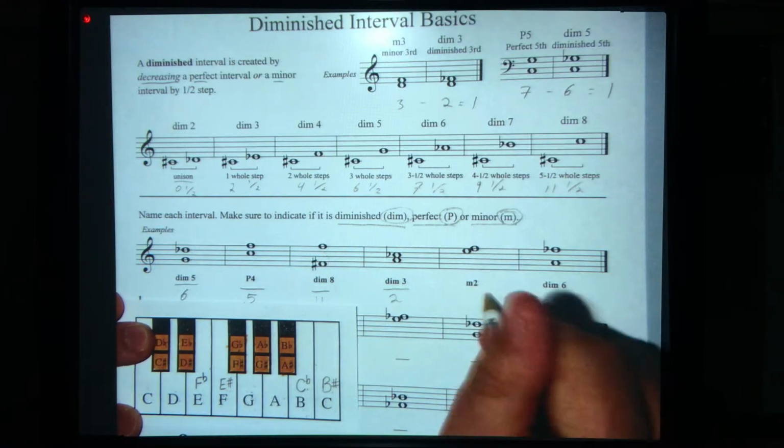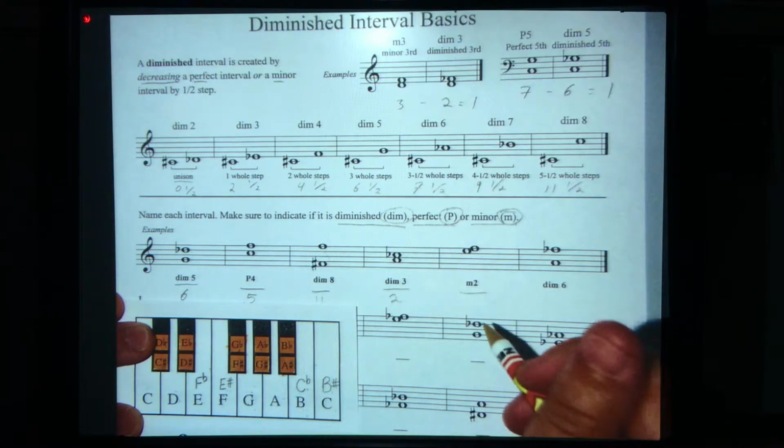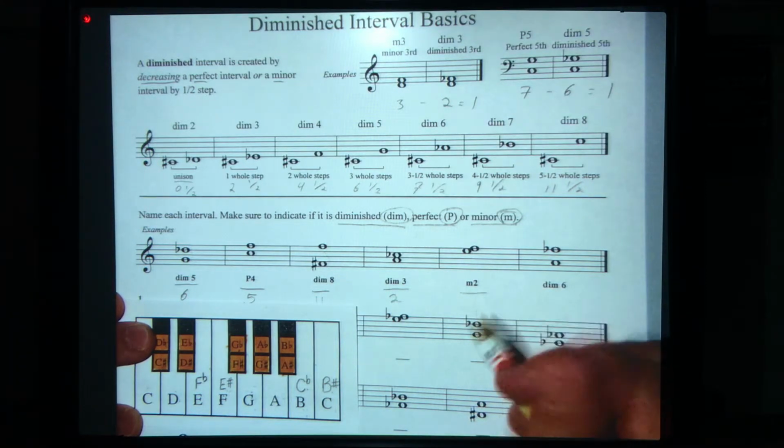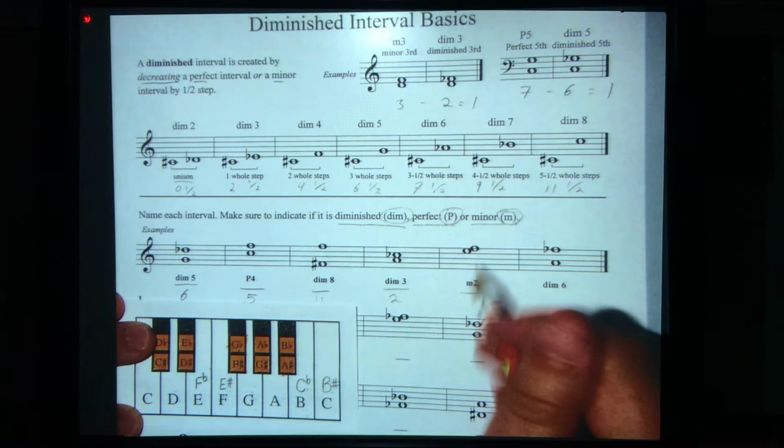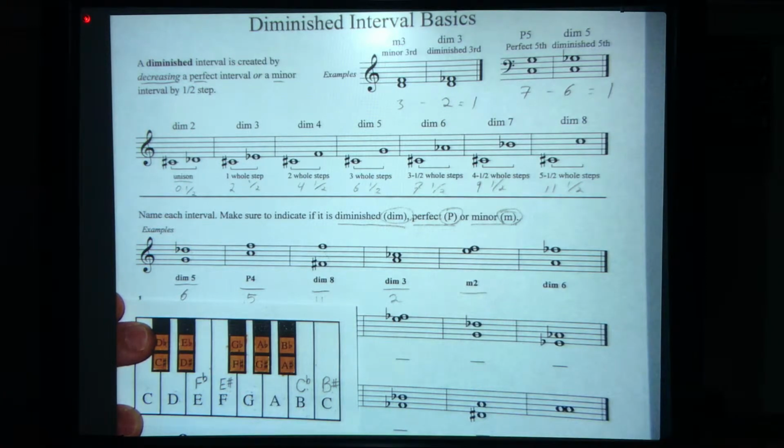Okay, this is a minor interval because it's got a lowercase m. So let's go ahead and check to see that it's really a minor second. The main difference between a minor second and a diminished second is that a diminished second sounds like the same note even though it's written differently. So a minor second will end up sounding crunchy because of the notes being so close together. Minor second, we know from our last lesson, is 1 half step apart from the bottom note.